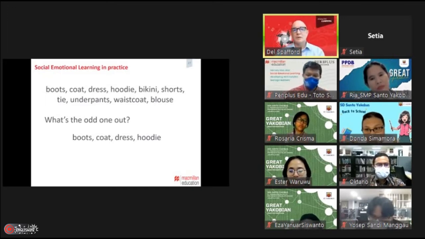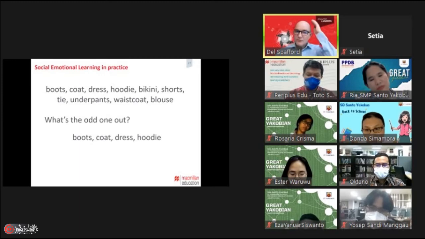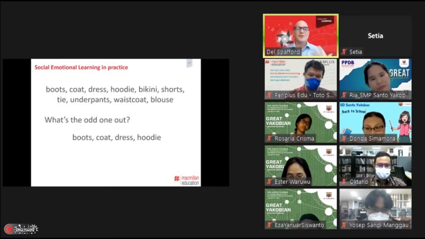I think boots is the odd one out because it's the only one you wear on your feet. Okay, a hoodie is also the odd one out because it's the only one that goes over the head. All right, a coat could have a hood on it as well, but generally a coat doesn't. And you could have the argument that a coat could be the odd one out because it's the only one that you would wear in very, very cold weather. So you could have an argument that all of them are the odd one out.